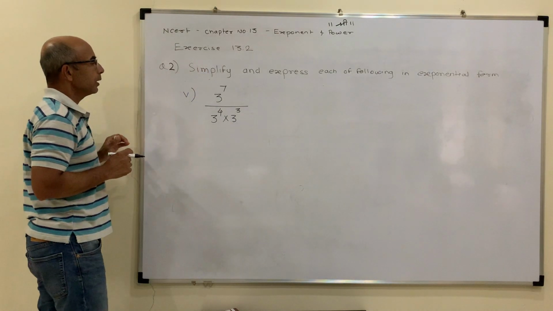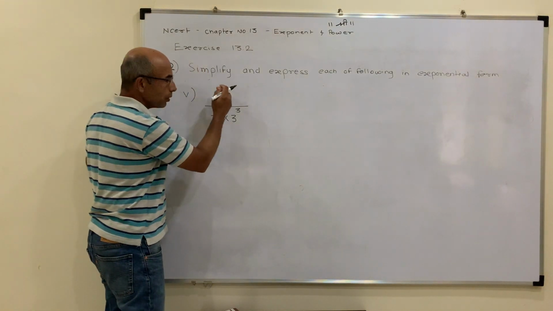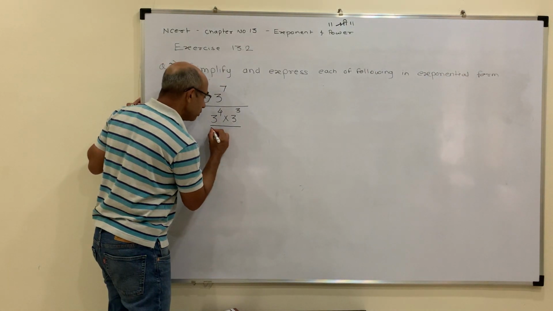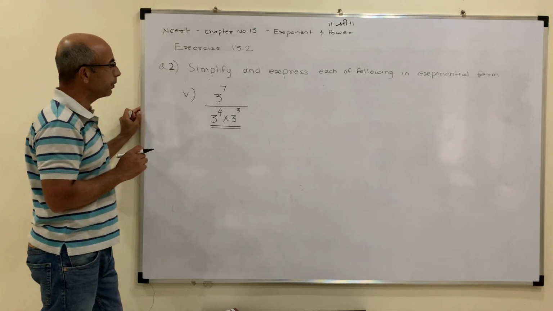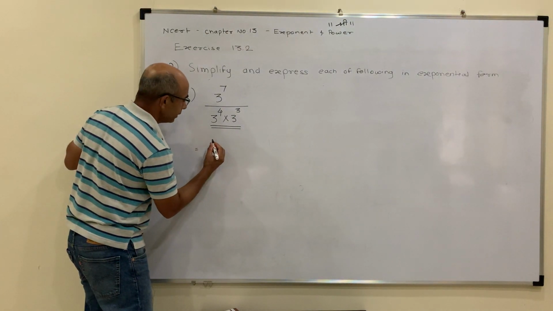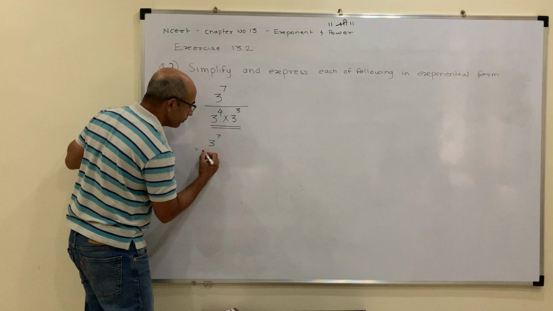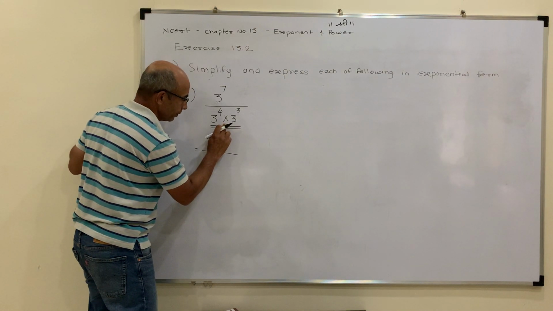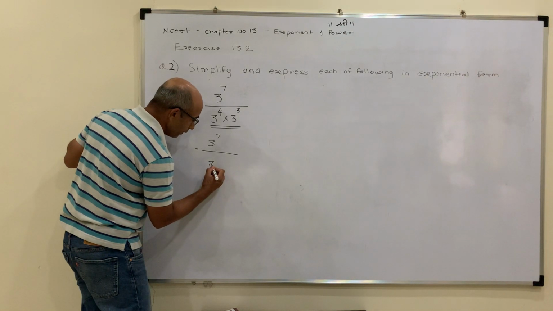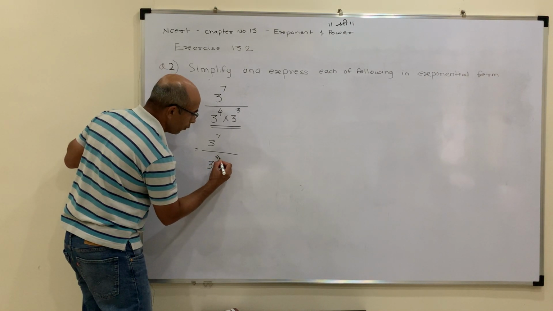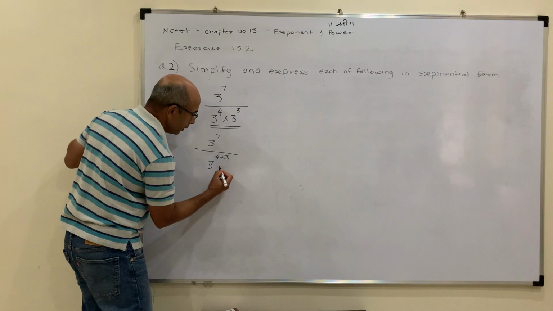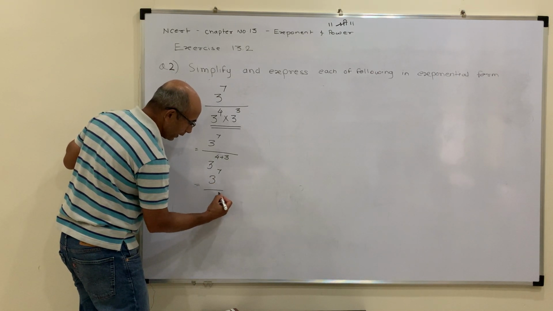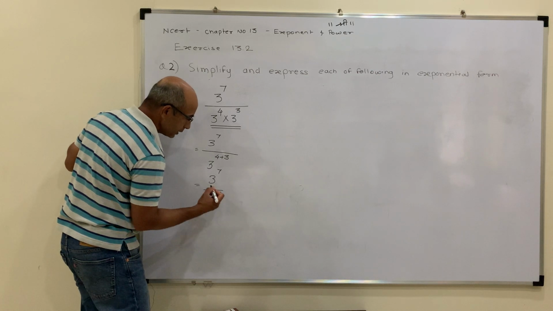Here again, we can solve in whichever sequence, but always do sort out the denominator. Now here I am going to solve the denominator first. So my problem will be 3 raised to 7 divided by 3 raised to 4 into 3 cube. Now here base is same, operation is multiplication. So there will be addition of the power, 4 plus 3. So it comes out to be 3 raised to 7 divided by 3 raised to 7.